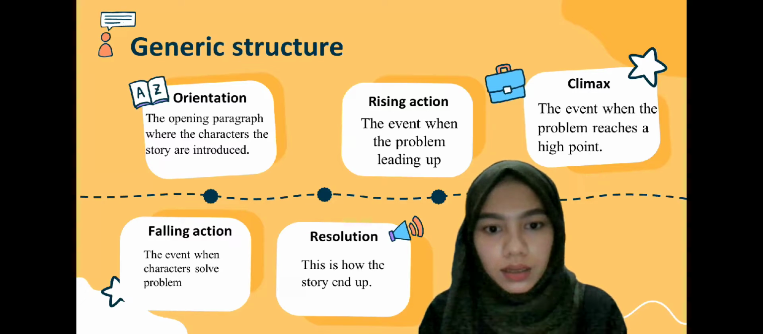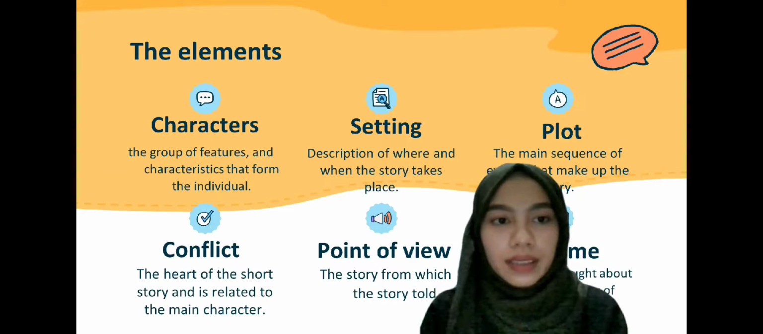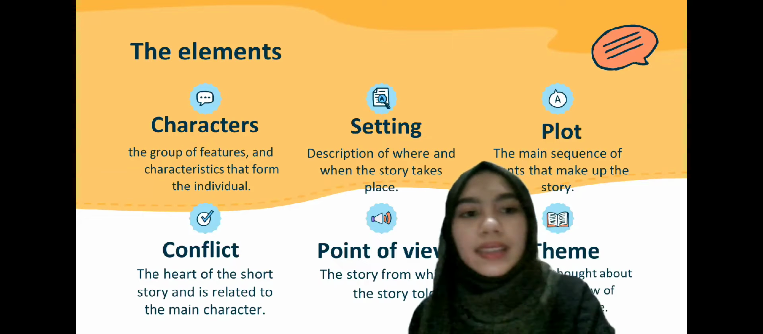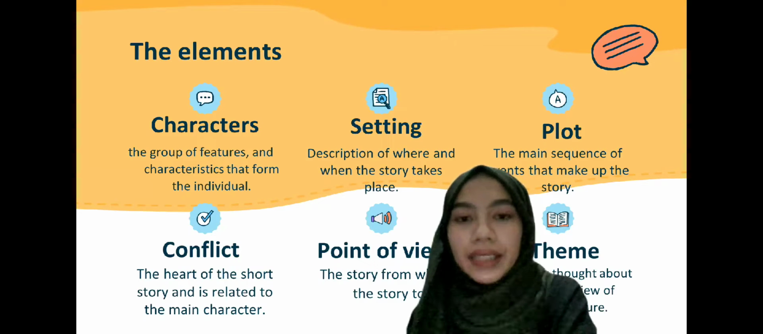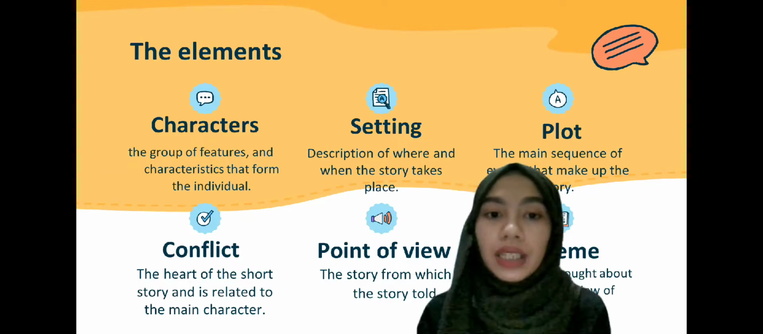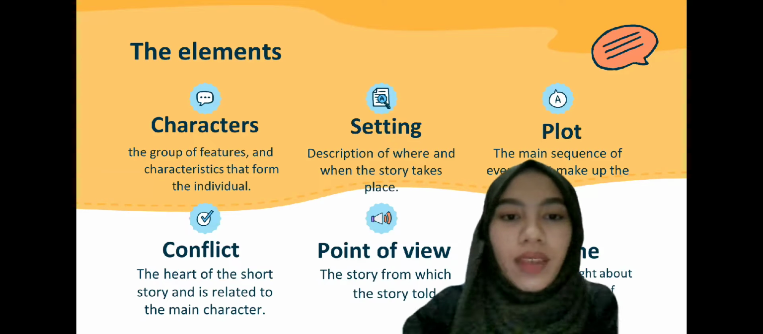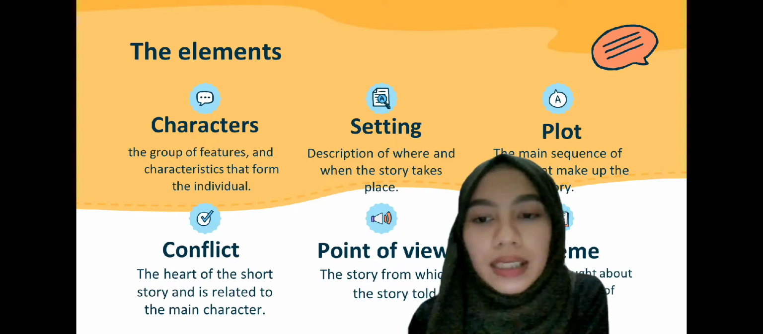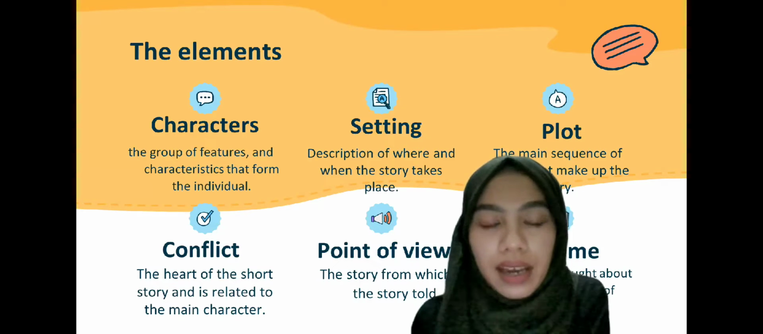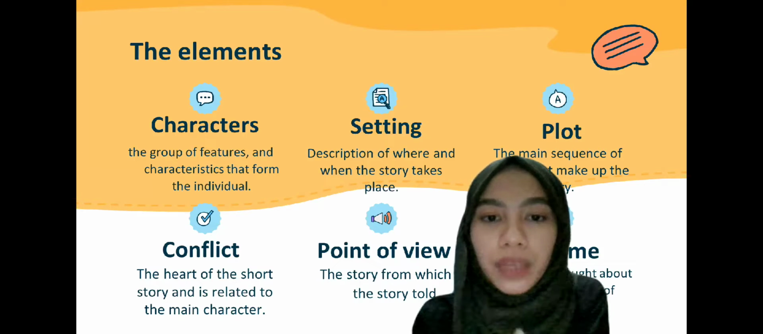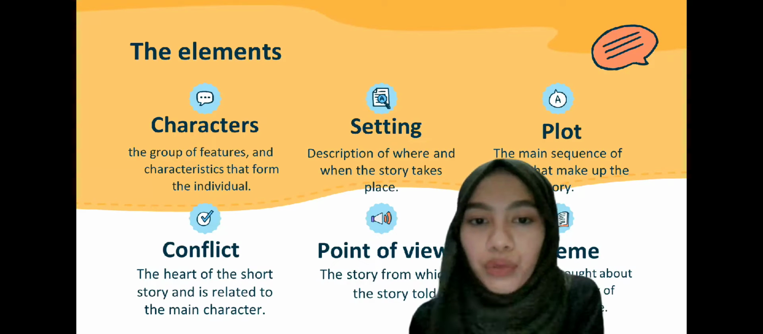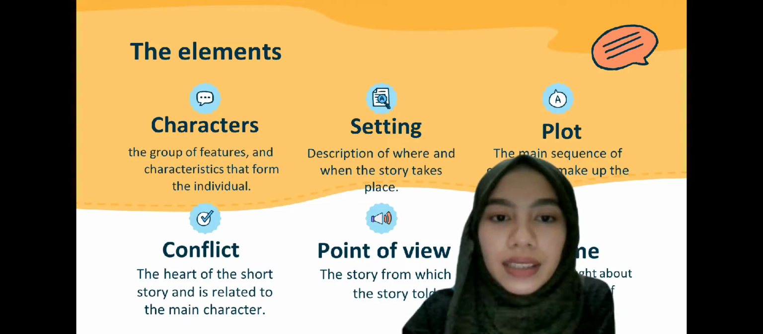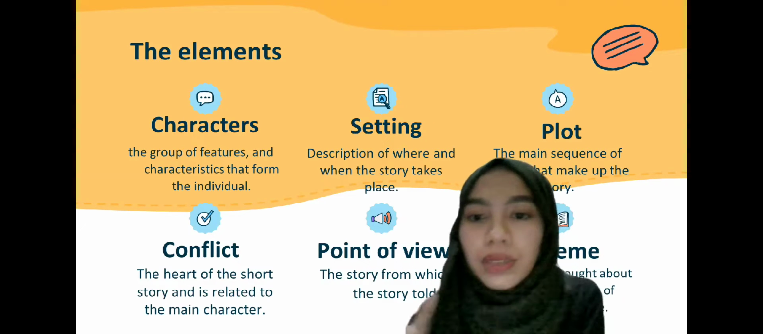And next is the elements. Well, first is character. So character is the group of feature traits and characteristics that form the individual nature of some person or thing. The character is a person, animal, being, creature, or thing in a story. Writers use characters to perform the action and speak dialogue, moving the story along a plot line. A story can have only one character, such as a protagonist, and still be a complete story.